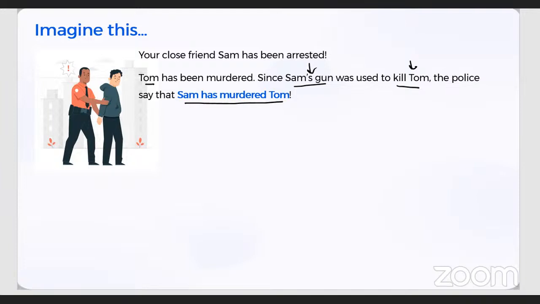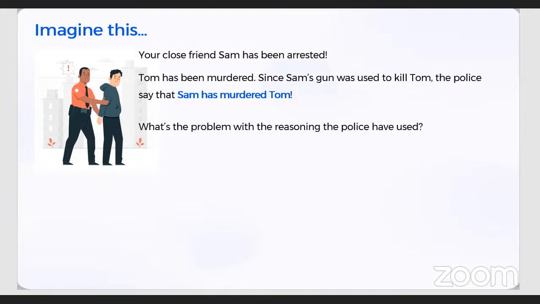Now, the question that I have for you is, what do you think is the problem? Very logically speaking, forget critical reasoning, forget GMAT. Logically speaking, what is the problem with the reasoning that the police have used? Let's once again explore the reasoning that the police have used. The police have said that they found someone called Tom murdered, and they've also realized that the murder weapon was Sam's gun. And because the murder weapon was Sam's gun, they've gone and concluded that Sam is the one who has killed Tom.